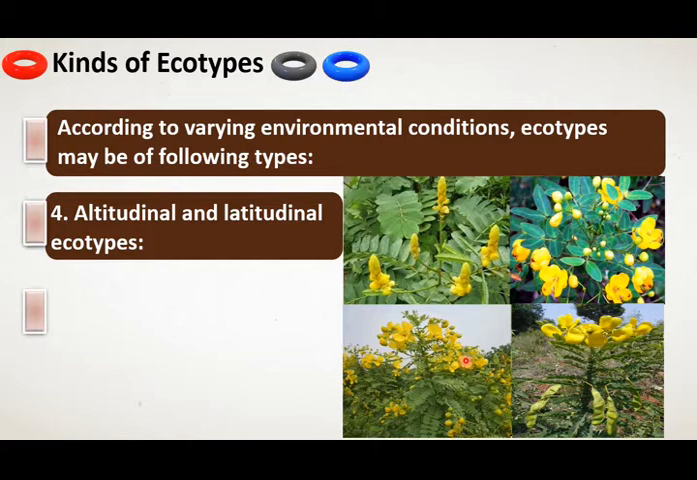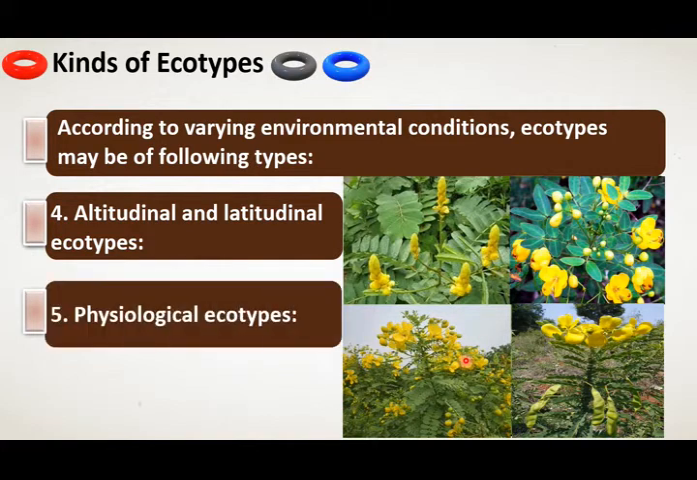So that is why they are called altitudinal and latitudinal ecotypes. Next are the physiological ecotypes. These ecotypes are produced due to physiological changes, as in the photoperiod, water absorption, nutrient uptake, etc.